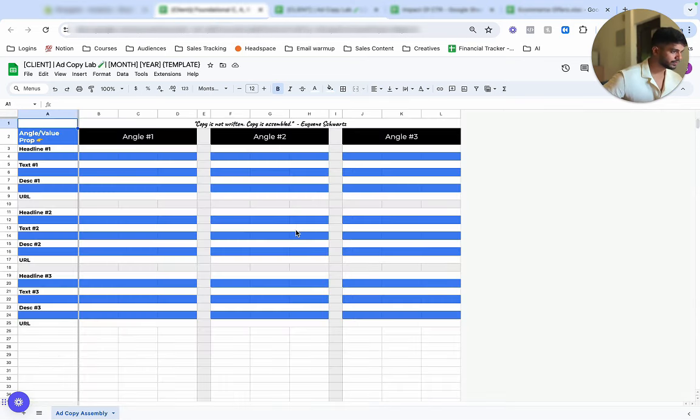Secondly, we use another framework. Maybe one angle would be regarding the product benefits, or maybe the product features, what problem it solves.